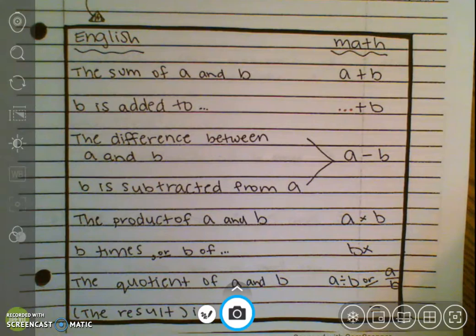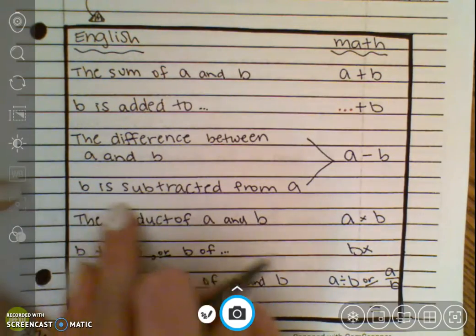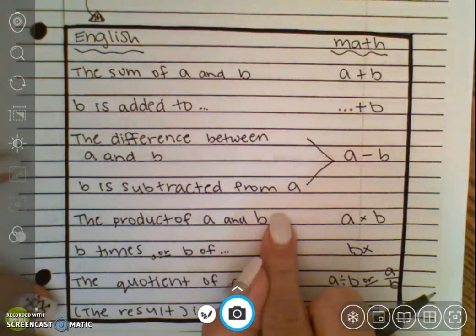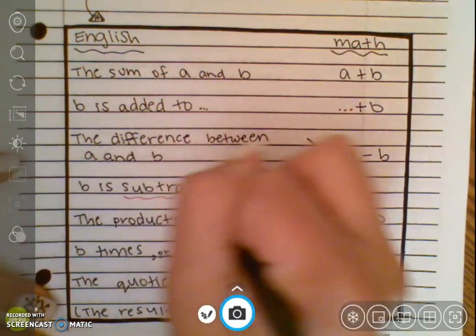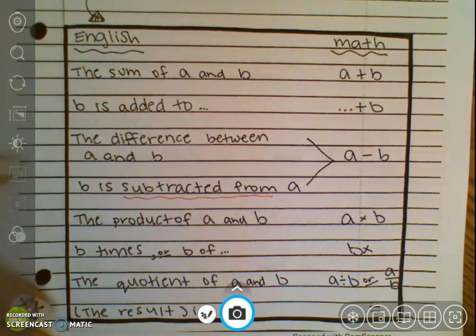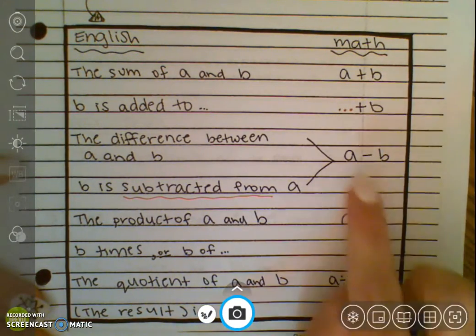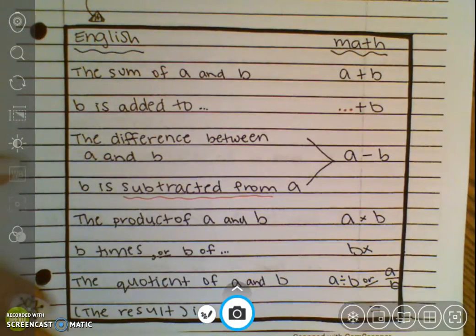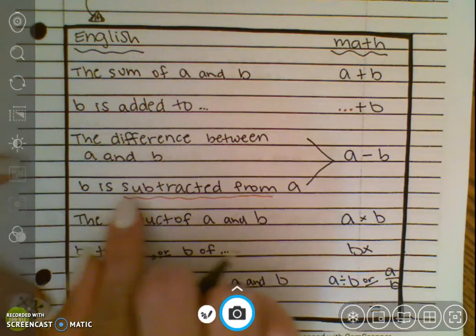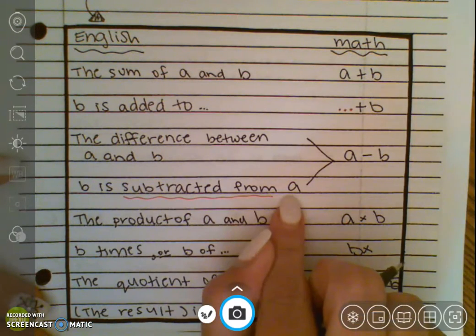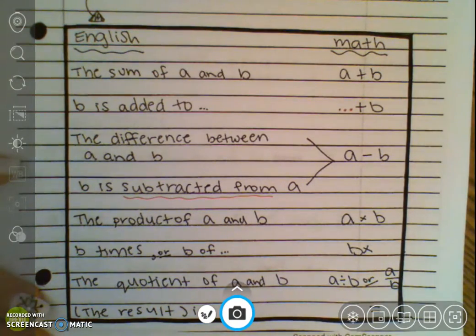The difference between A and B is A minus B. Same thing if it says B is subtracted from A. Whenever you see subtracted from, it's always backwards. I don't know why, that's just how it is. So you do A minus B. If you were to say 5 is subtracted from 10, it'd be 10 minus 5.